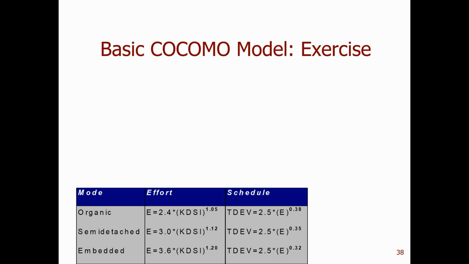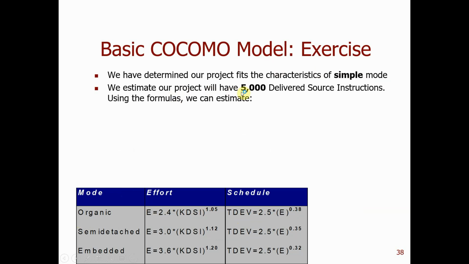Similarly, we have determined the project is simple mode, so we use organic mode. We use the first two formulas, and we estimate the project has 5,000 delivered source instructions, so KDSI is 5. Then you can calculate the effort.